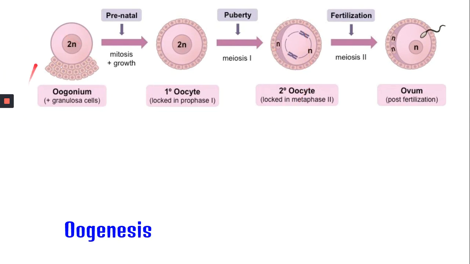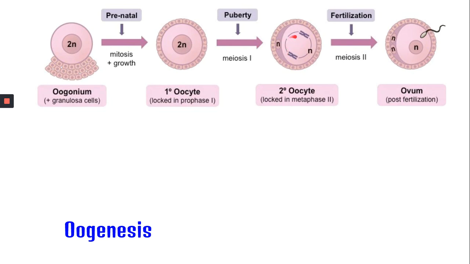This is the oogonium which was deployed in the baby girl in the mother's womb. Lots of mitosis happened and many primary oocytes were formed. Then the baby was born and she stopped producing more primary oocytes. So whatever primary oocytes were there, they started growing until she reached her puberty. When she reached her puberty, all these primary oocytes which were stuck at meiosis 1 or prophase 1 will now proceed, do their meiosis 1, complete it, and produce two haploid nuclei.